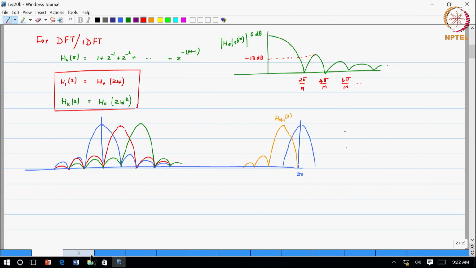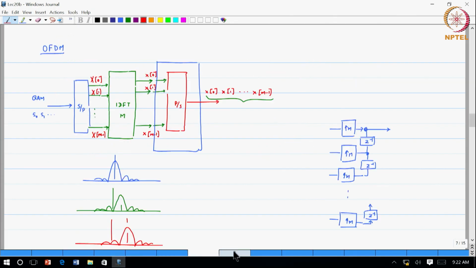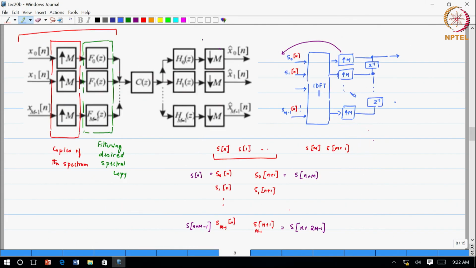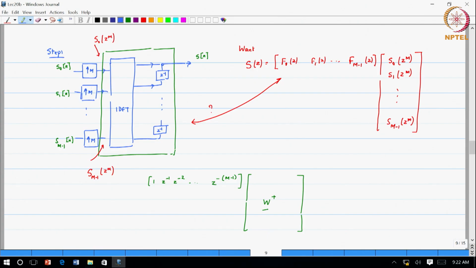So, in other words, what is the OFDM transmitter doing? This block where you have the IDFT followed by the parallel to serial conversion can be represented as the DFT followed by the parallel to serial conversion. The upsamplers can be moved in front. If you move them to the front, then what you are left with is the IDFT followed by the delay chain combination. What is the transfer function from each of these input points to the output?